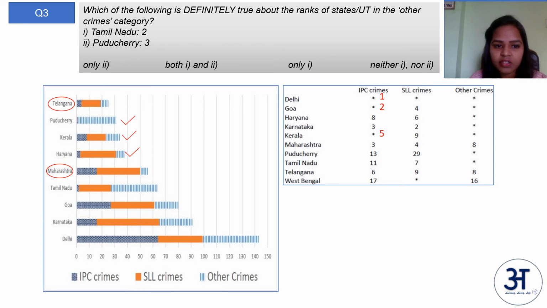So definitely Haryana is greater. Tamil Nadu is much greater. Goa is greater. Karnataka is greater. Delhi is greater. So we have 1, 2, 3, 4, 5, 6, 7 of the states or UTs. So all 7 are there in this table. So now we can rank all of them, right?